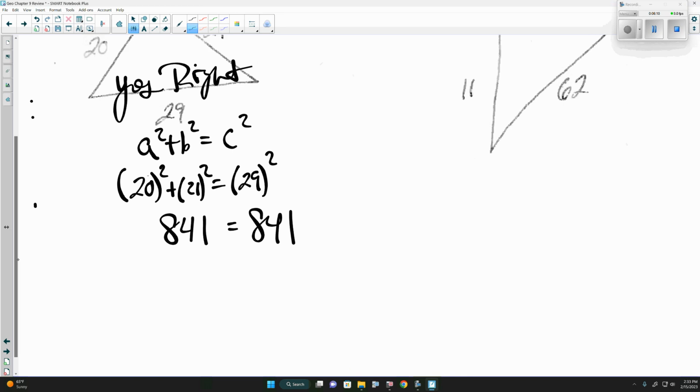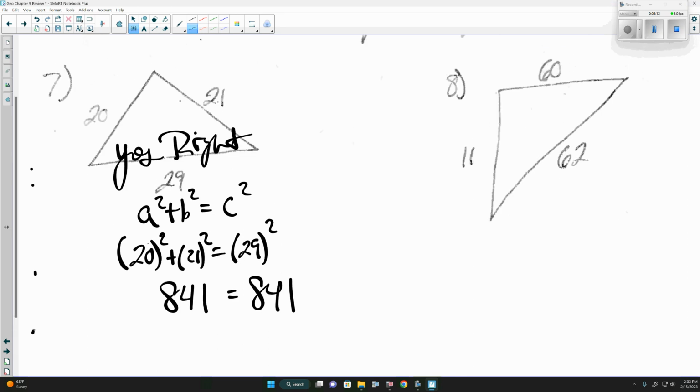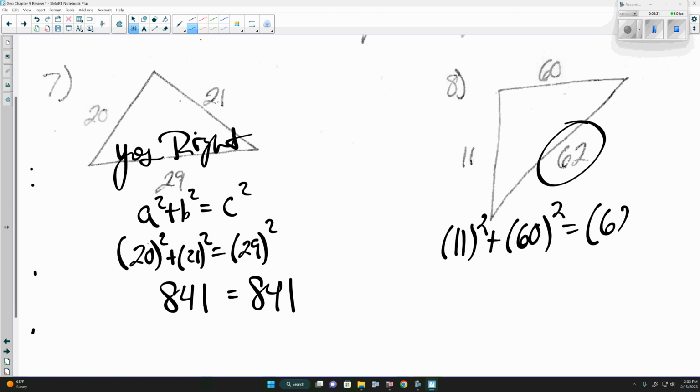Yes, because the hypotenuse is our C value, and the hypotenuse, by definition, is the biggest side. So if we looked at 8, 11, 60, and 62, 62 is our hypotenuse. So if we plugged into the formula, we'd have 11 squared plus 60 squared is equal to 62 squared.